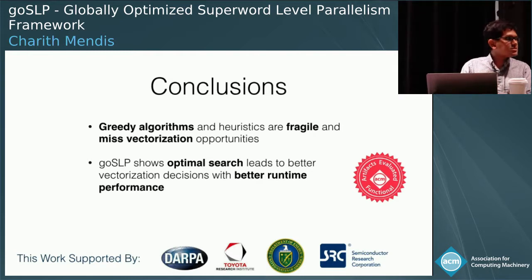So I have a quick question. The compile times that you showed us, how much slower is it than not using the optimization? Or is that just the running time of your optimization? Right, it can be an order of magnitude slower.